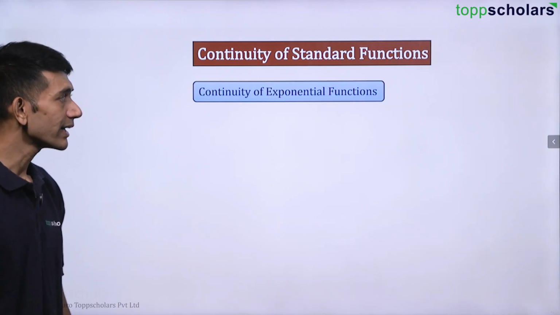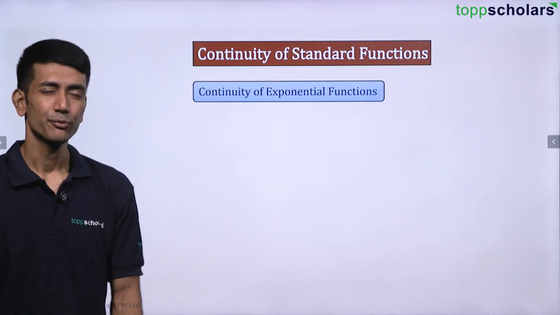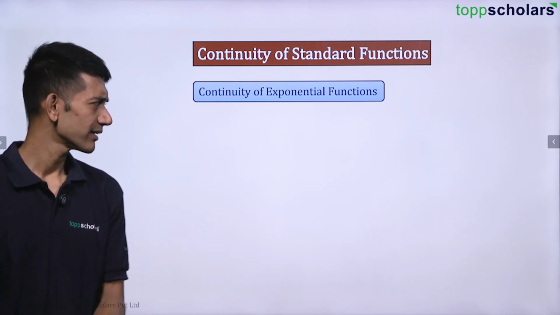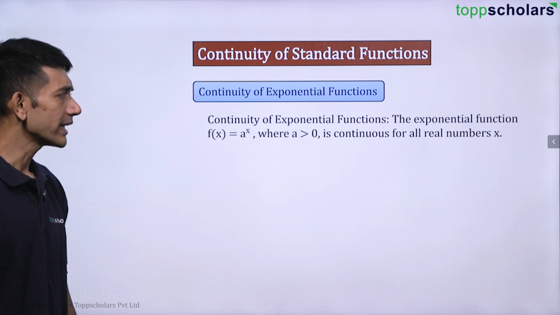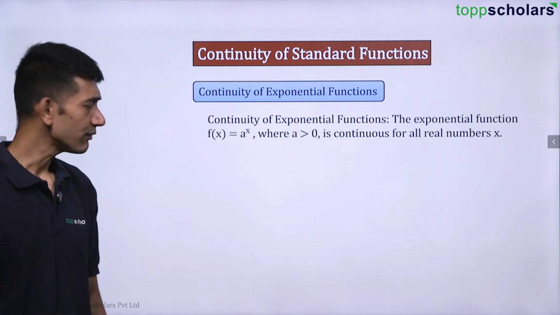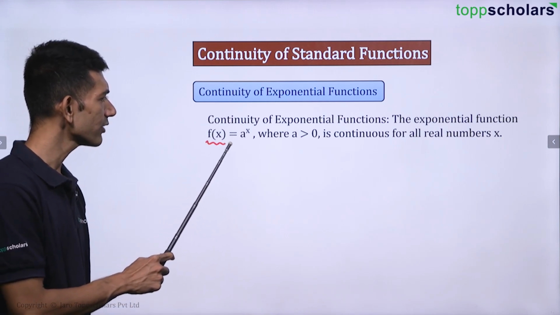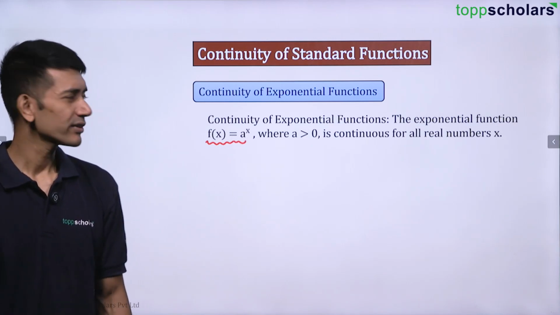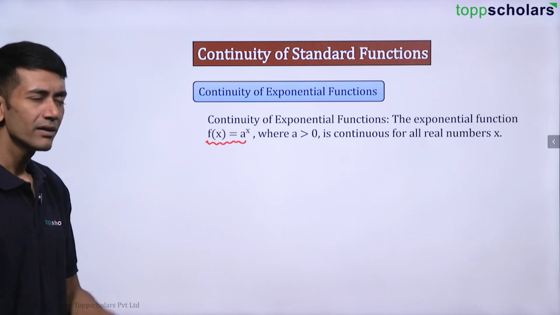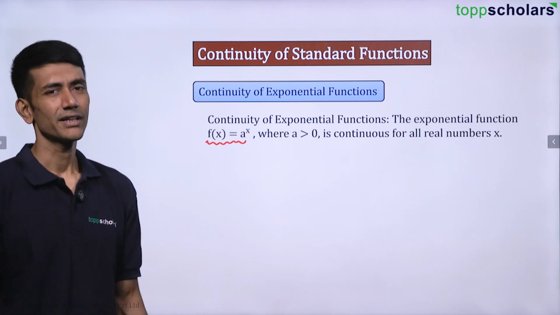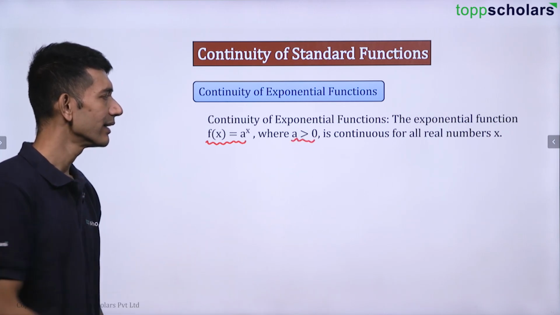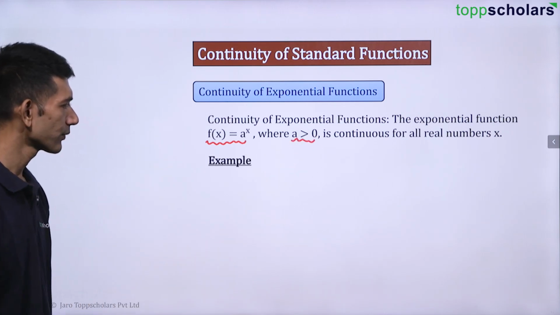Now let us talk about the continuity of exponential function. Exponential is a raised to x, right? 3 raised to x, 4 raised to x, 7 raised to x, and so on. The exponential function f(x) equals a raised to x, where a is greater than 0, is continuous for the set of all real numbers x. So a raised to x is always continuous. There is no problem at all, provided the value of a is greater than 0.